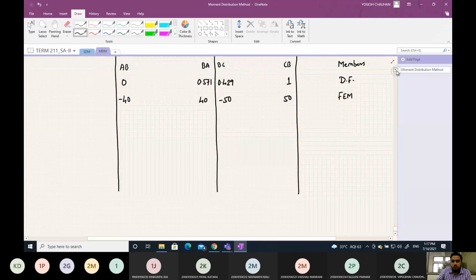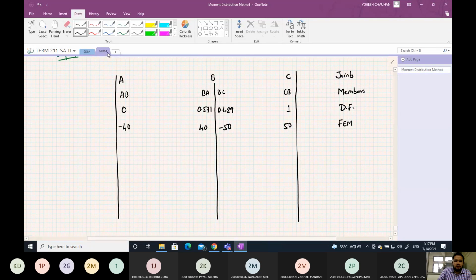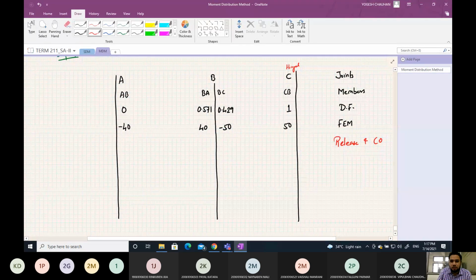Okay. Now here you have to do one extra step, which is release and carry over, because this joint cannot take moment because it is a hinge joint. C joint is a hinge joint, so we have to release the moments. So here the unbalanced moment is 50, and if we don't release it, it will go on distributing, and at the end we will end up with some moment at joint C, which is not possible because joint C is a hinge joint and it cannot take any moment. So we have to release this.